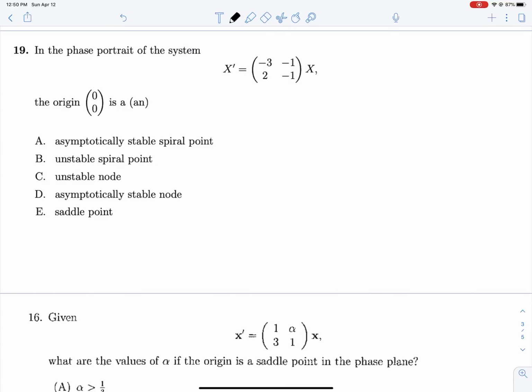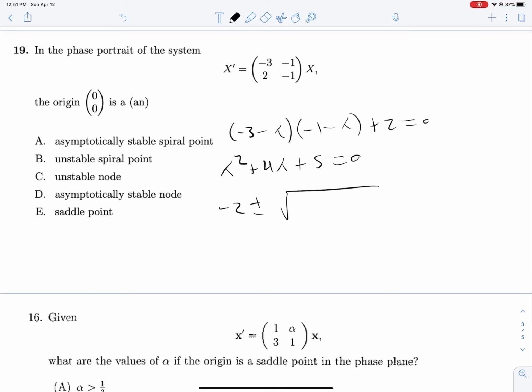For the phase portrait of this system, we're trying to identify the origin just like normal. So (-3 - λ)(-1 - λ) + 2 = 0. λ² + 4λ + 3 + 2, which is +5, equals 0. So let's see, does this factor? This does not factor. So -b over 2a will give us -2 plus or minus the square root of b², 16 minus 4ac, is minus 20, so this will give us 2i over 2.